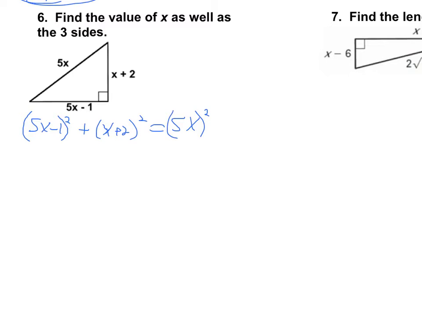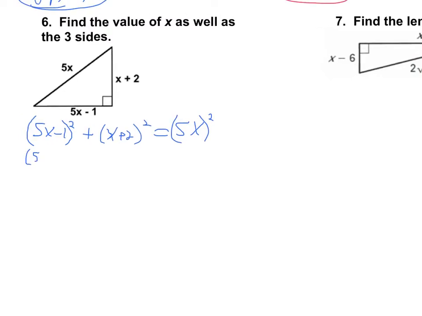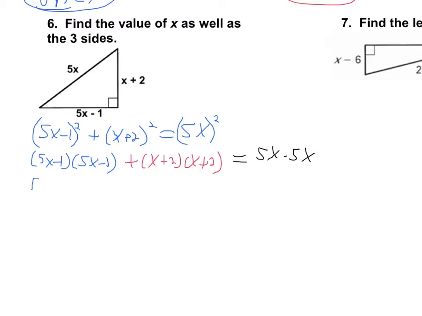Now, remember what it means to have a parenthesis squared. This 5x minus 1 squared, that means 5x minus 1 times 5x minus 1. All right. The second term squared, x plus 2, that means x plus 2 times x plus 2. And the last, 5x times 5x. So don't forget what it means when there's a square symbol there. All right, I'm going to FOIL each of these. So with FOIL, I do firsts, outside, inside, lasts.